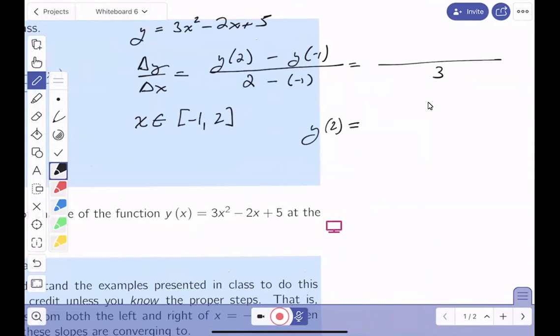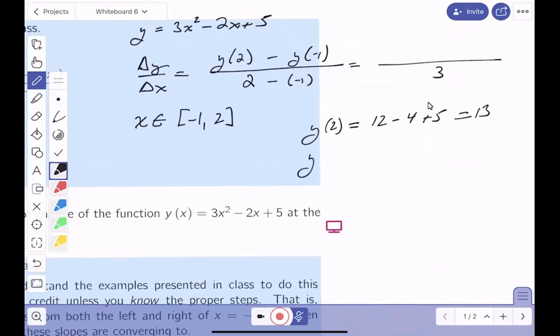Let me put y evaluated at 2. Well, that's going to be 3 times 4, which is 12, minus 4, plus 5. Mistakes happen, and that's why we give you answer keys. And we want you to look at the answer key, by the way. 12 minus 4 is 8. 8 plus 5 is 13.